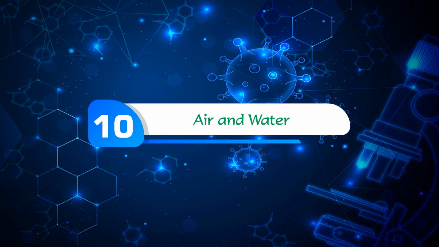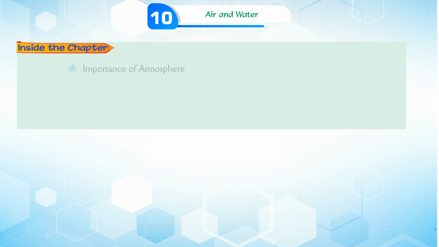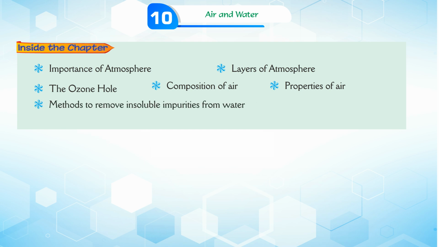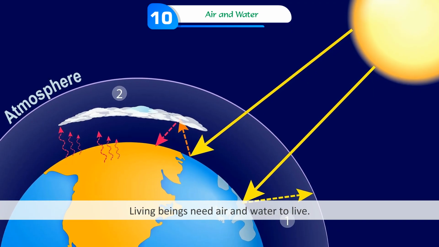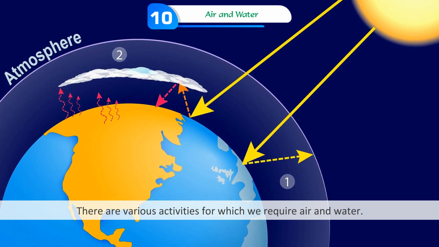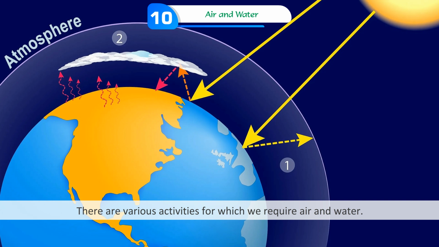Air and water. Inside the chapter: importance of atmosphere, layers of atmosphere, the ozone hole, composition of air, properties of air, methods to remove insoluble impurities from water, methods to remove soluble impurities from water. Living beings need air and water to live. There are various activities for which we require air and water.